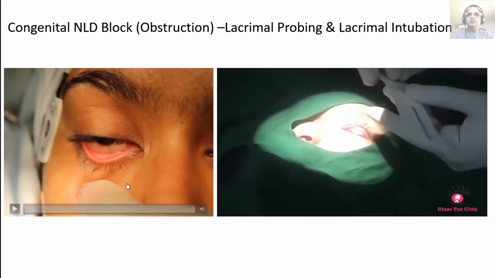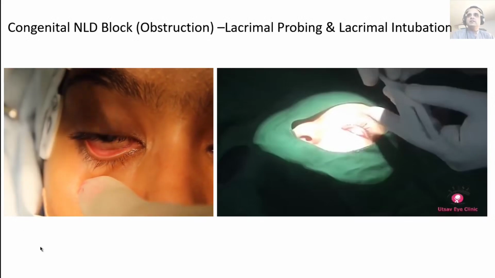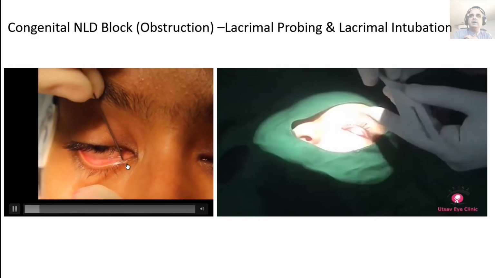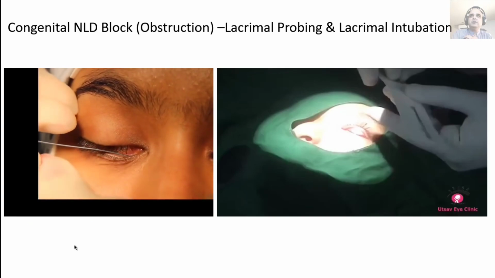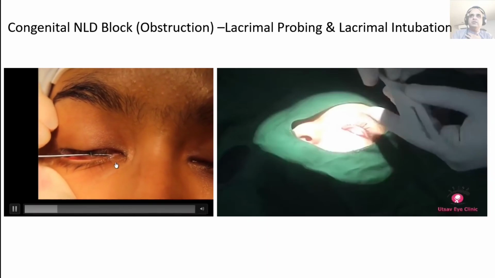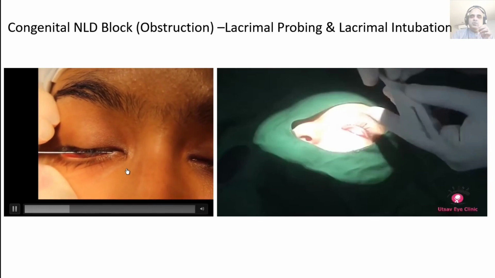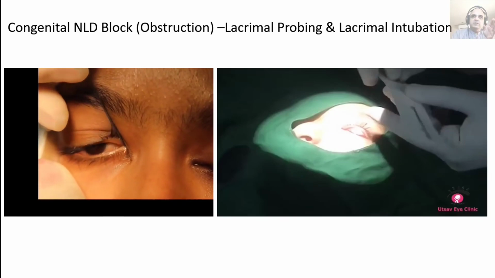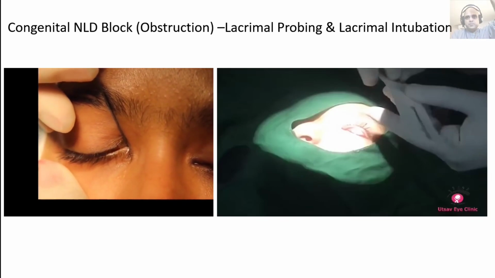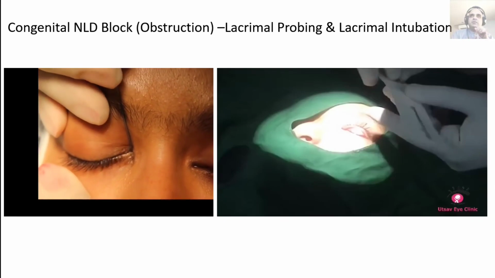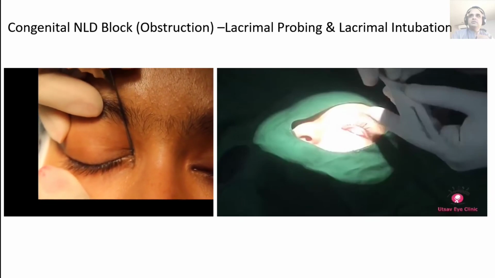I'll just show you a couple of videos as to what it all entails. This is probing. So the probe is first passed through the vertical part of the canaliculus and then through the horizontal part of the canaliculus. And the baby is obviously under anesthesia. And you keep on passing it until you hit the bone. You pass it all the way to the lacrimal sac, and you hit the bone on which the lacrimal sac is lying, and then you pass it vertically down into the nasolacrimal duct. And you have to apply a little bit of pressure to overcome the obstruction.